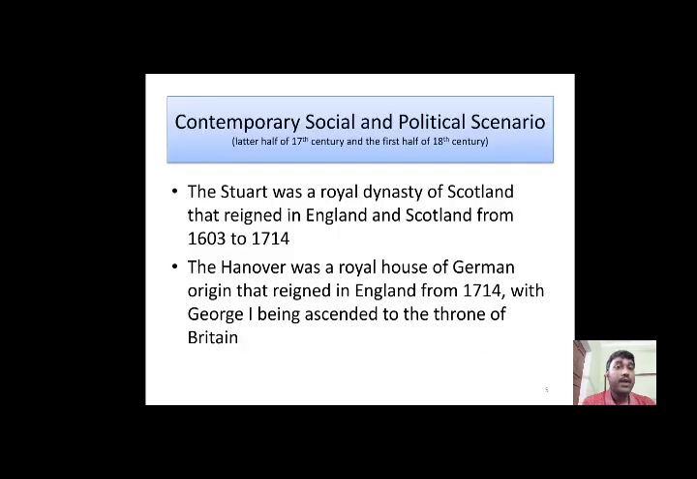Here, the Stuart was a royal dynasty of Scotland that reigned in England and Scotland from 1603 to 1714. So, the name Stuart stands for a royal dynasty. This much you should remember. But when in 1714 Queen Anne died, another dynasty came over. Another royal house came over, and this time the royal house was of German origin, and it was called the Hanover. And the Hanoverian dynasty reigned from 1714, with George I ascending to the throne of Britain. So George I was the first monarch of the Hanoverian dynasty.